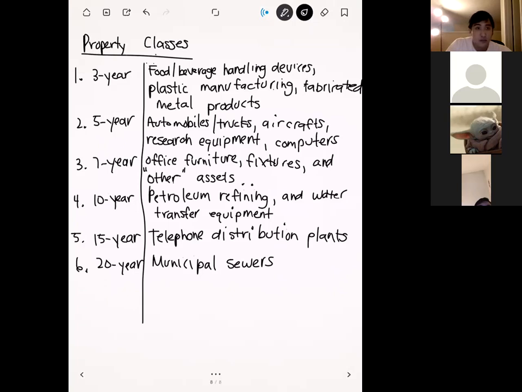Any questions on this? Okay, all right. Let's go over the table amounts, or the percentage amounts, for each of these classes. I'm not going to write all of them because it's a lot. But I do want to show you the difference between a 3-year and a 5-year, and I'll show you 7-year as well.